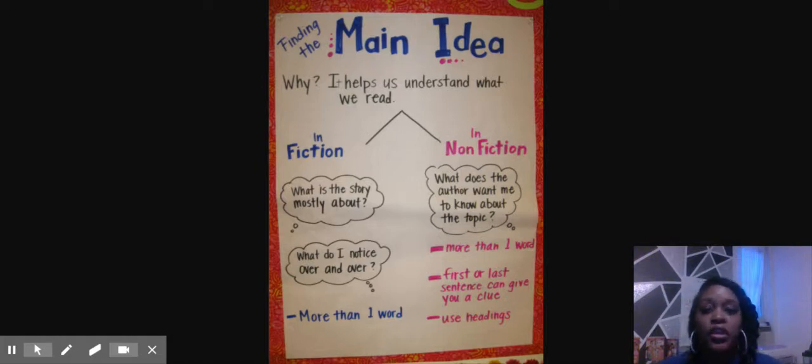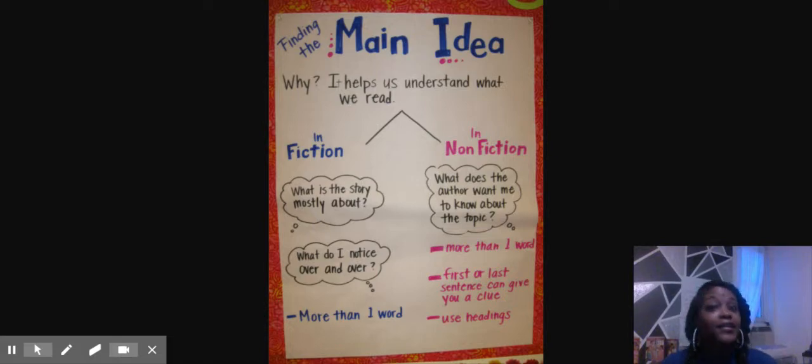In a fiction story, you will also think about what do I notice over and over? Those things that are repeating, pay attention to repetition: pictures that are repeating, characters that are repeating, problem or settings that are repeating. The main idea is always more than one word, because you have to plug in who the story is about plus what the story is about to find the main idea.